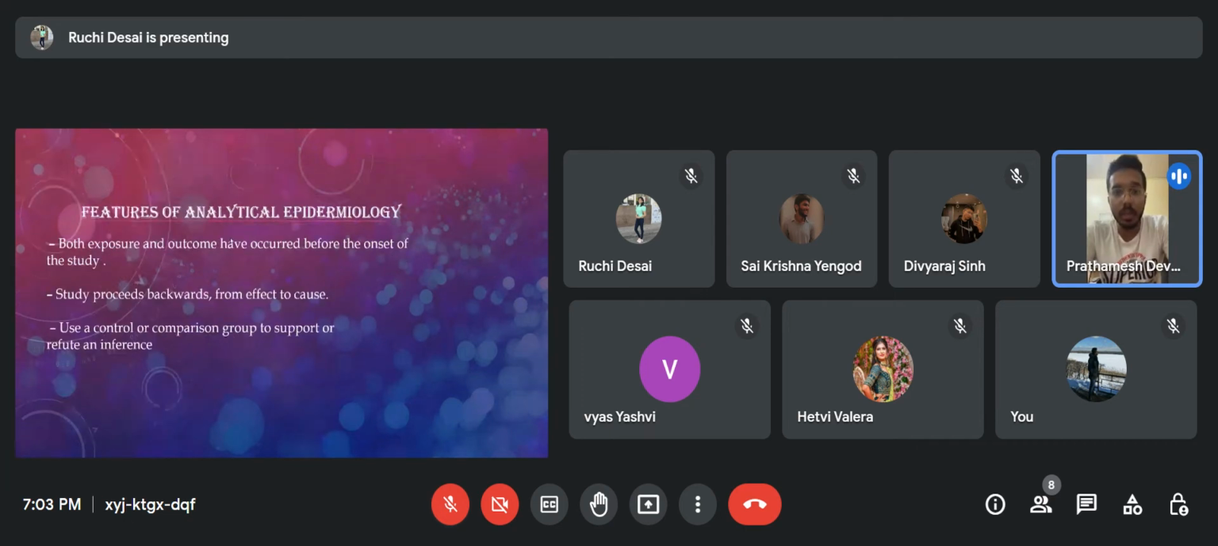Features of analytical epidemiology. Both exposure and outcome have occurred before the onset of the study. Study proceeds backwards from effect to cause. Use a control or comparison group to support or refute an inference.